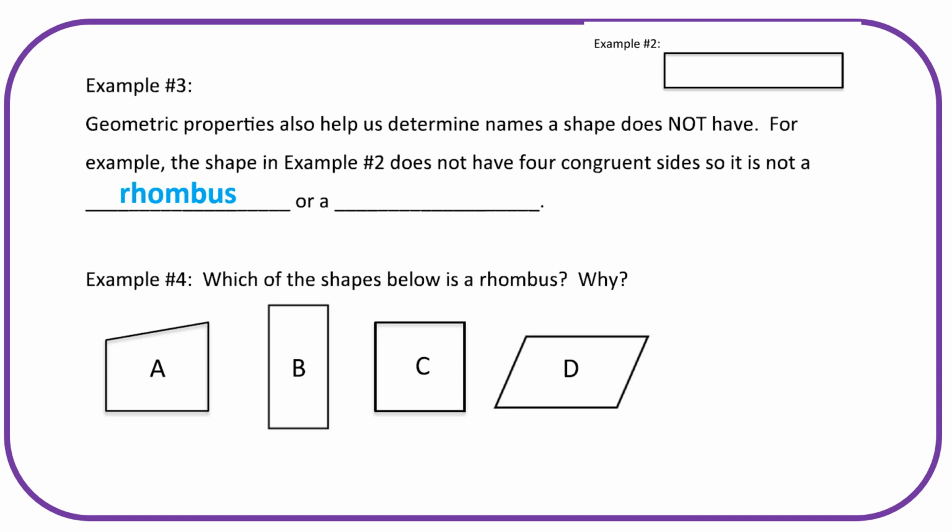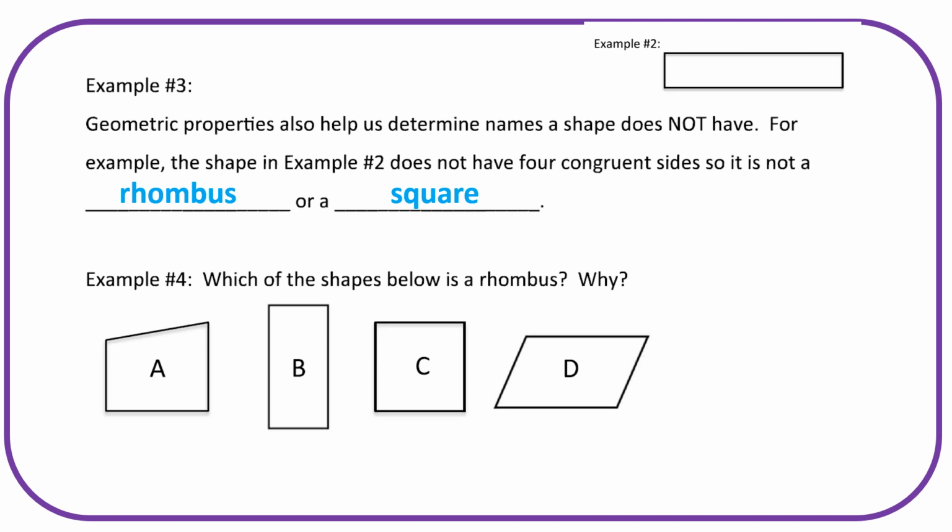A rhombus and a square. And because example 2 cannot be a rhombus or a square, right? It doesn't have 4 equal sides. That's how we came to the conclusion that it was a rectangle, in addition to other quadrilateral names as well.